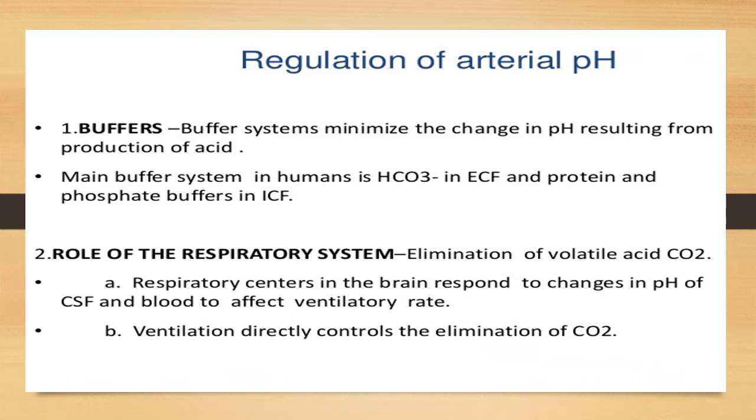Regulation of arterial pH. Buffers. Buffer systems minimize the change in pH resulting from production of acid. The main buffer system in humans is bicarbonate in extracellular fluid, and protein and phosphate buffers in intracellular fluid.